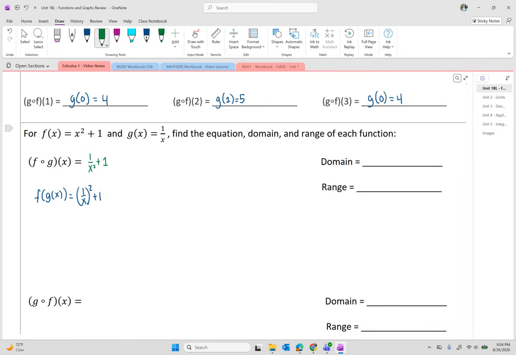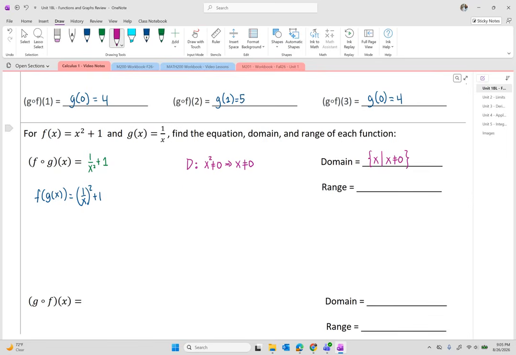Now, for the domain of this function, we'll have to take into account the denominators. So for the domain, we have x in the denominator. x squared cannot equal 0, and that means that x cannot equal 0. So the domain will be all the real numbers such that x is not equal to 0.